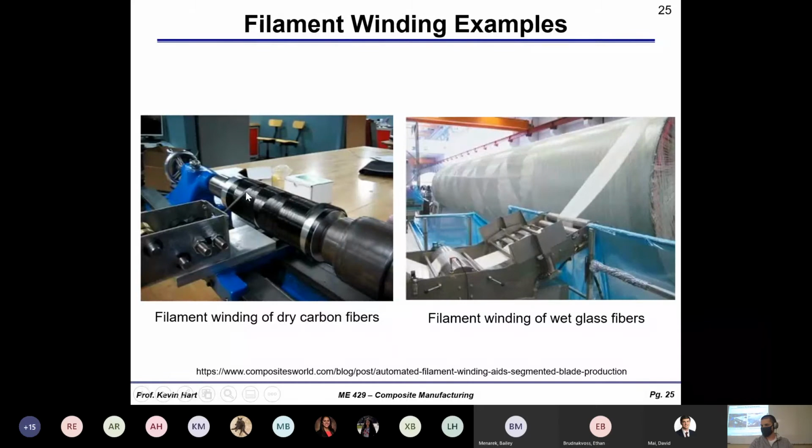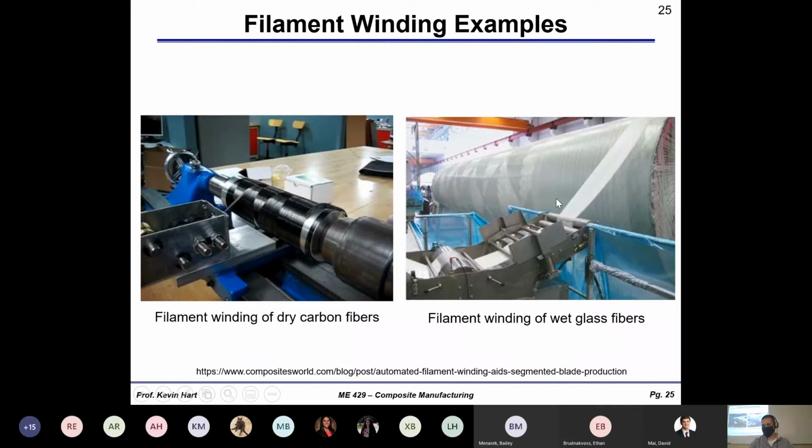On the left here, you see some carbon fibers coming off of some spools over here to the left. And it's just being wound around this, looks like an aluminum mandrel here. It's being wound in just a 0-degree orientation. And this just shows you dry carbon fiber being woven around using this filament winding process.